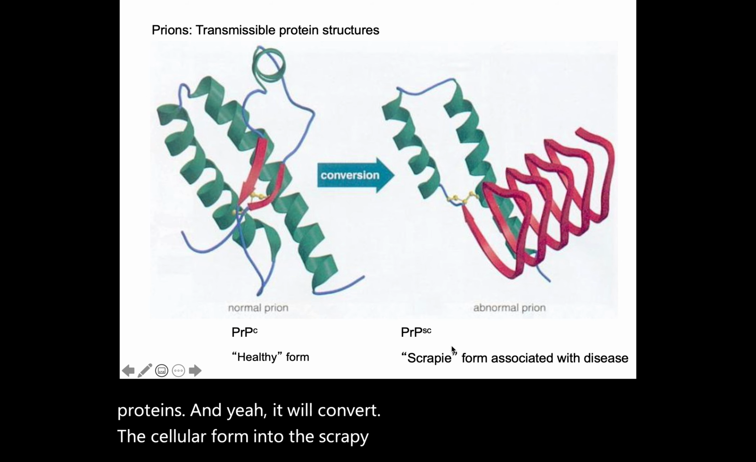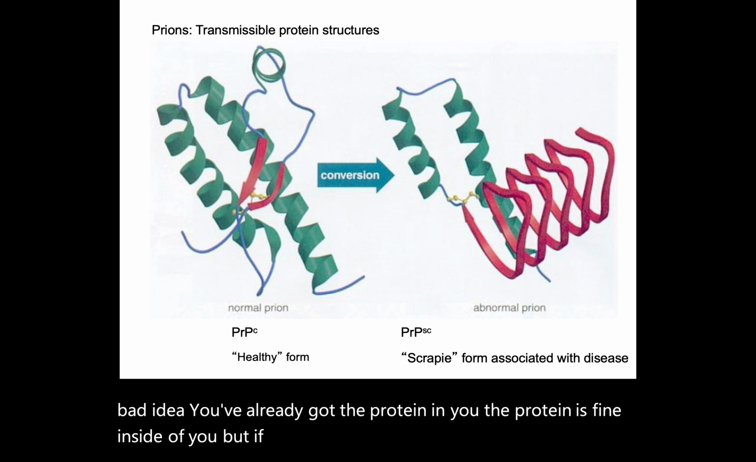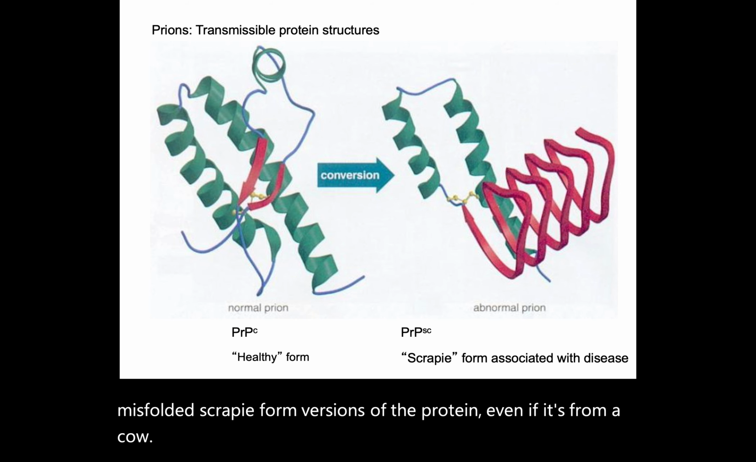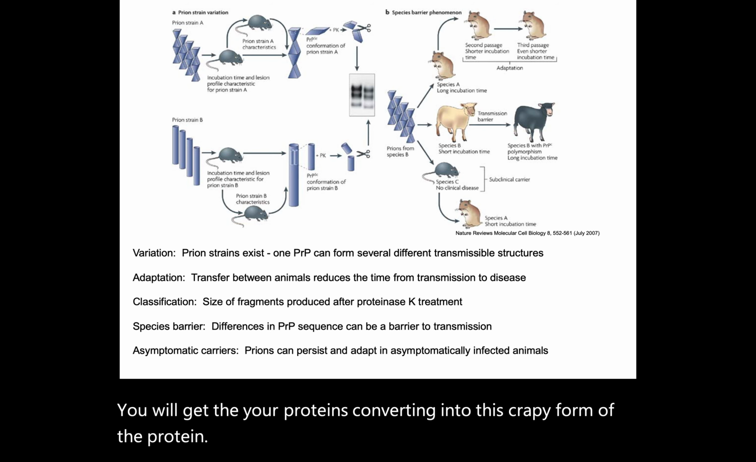So it's kind of meta. It's like a bad idea. You've already got the protein in you. The protein is fine inside of you. But if your protein bumps into one of these misfolded scrapie form versions of the protein, even if it's from a cow, you will get your proteins converting into the scrapie form of the protein.